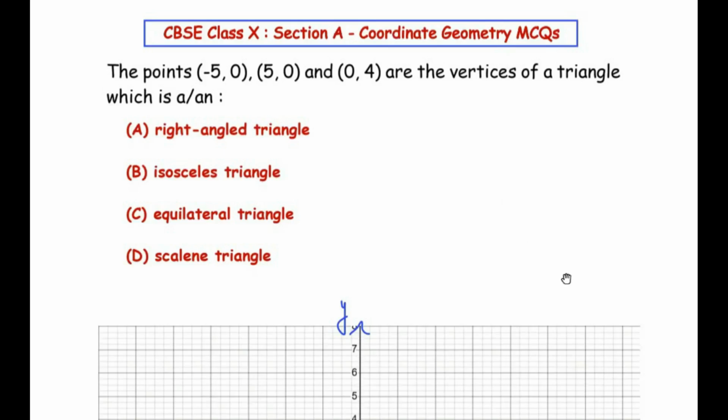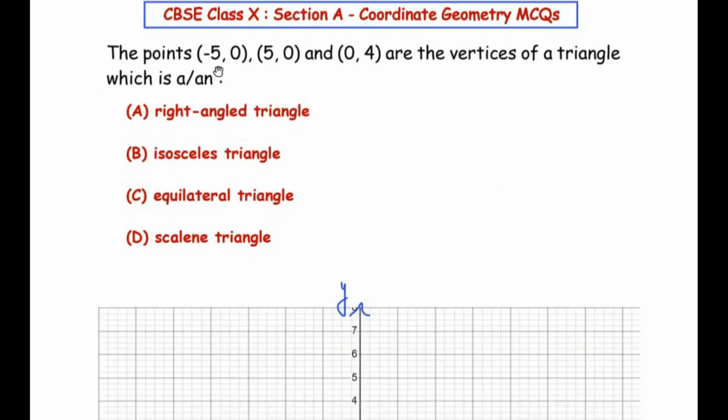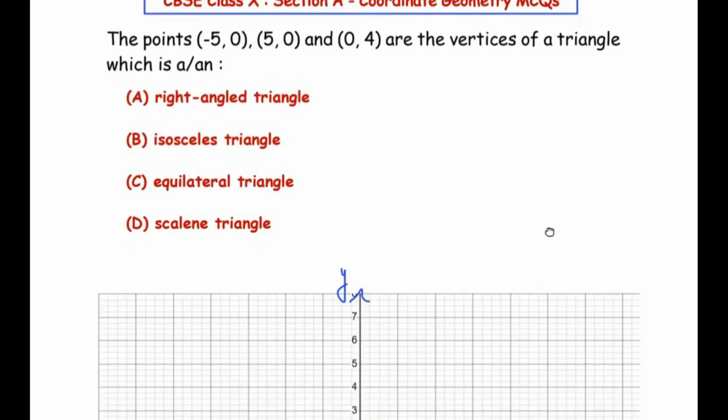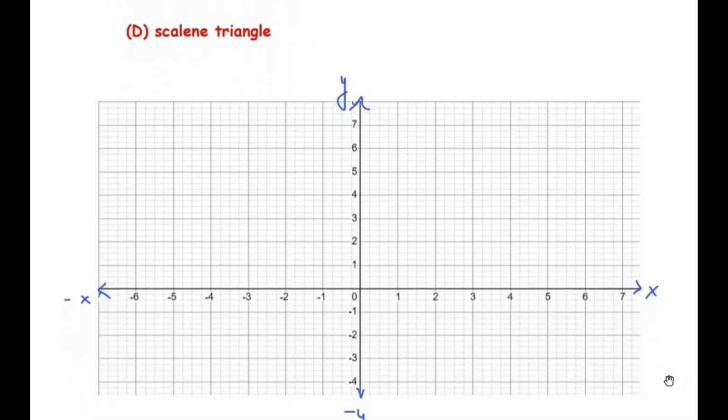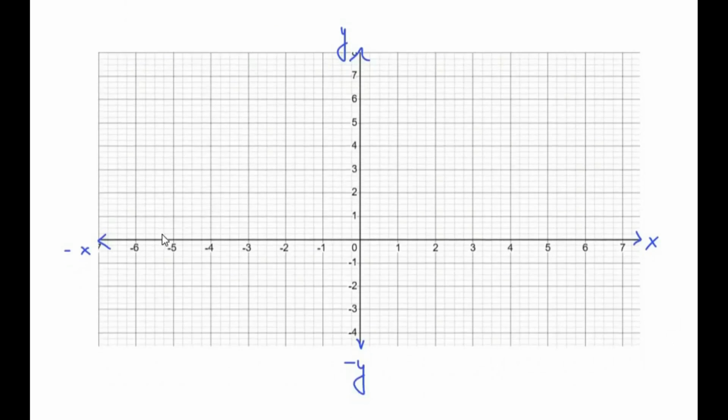So the second method is by using the graph. So we are going to plot these points on the graph. So let me just mark those points over here. The first point was minus 5, 0. So the first point is going to be over here. The second point was 5, 0. So it will be on the x-axis over here. And the third point was 0, 4. So it will be on the y-axis, that is over here, 0, 4.